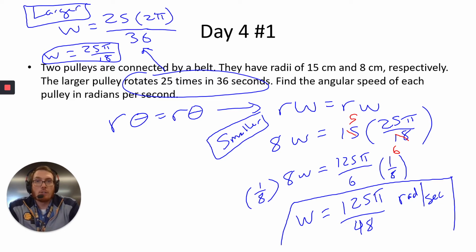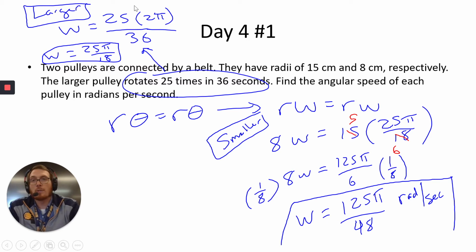So anytime it's two gears, remember it was r theta equals r theta. That same idea could be r omega equals r omega, because omega is the angle theta divided by time, and since the times are the same, you can just set them equal to one another. The key to the question is, notice that this says the larger pulley rotates 25 times in 36 seconds.